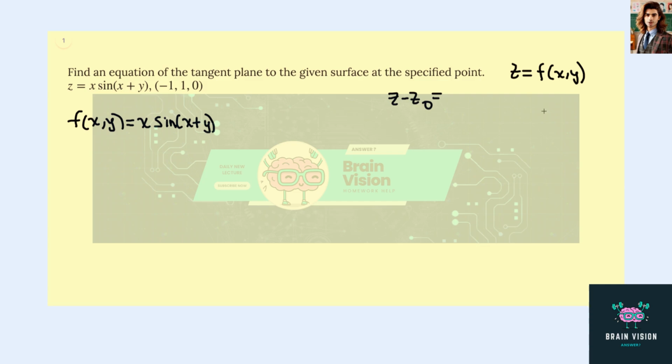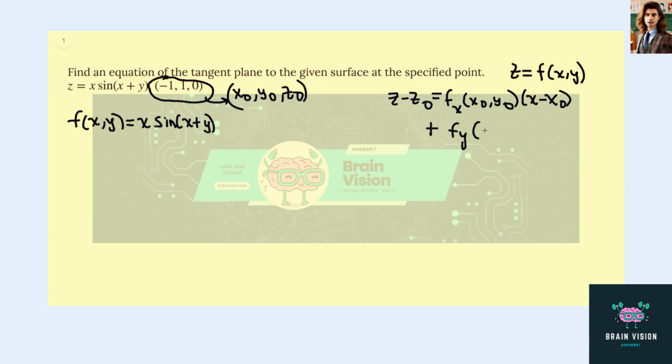unless stated otherwise. So using this, the equation of the tangent plane, and here what I mean by x naught, y naught, and z naught, it's in general the point at which the plane is tangent to the surface. So in this case, these values are given, -1, 1, and 0. Then we multiply that by x minus x naught. And similarly, for the partial derivative with respect to y, multiply by y minus y naught.